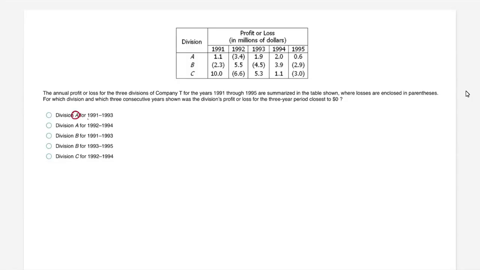Division A, 91 to 93. Okay, 1.9 plus 1.2 is 3. Minus 3.4, minus 0.4. Division A, 92 to 94. Okay, 3.9 minus 3.4 is 0.5.